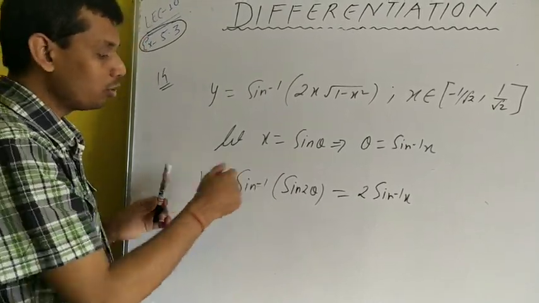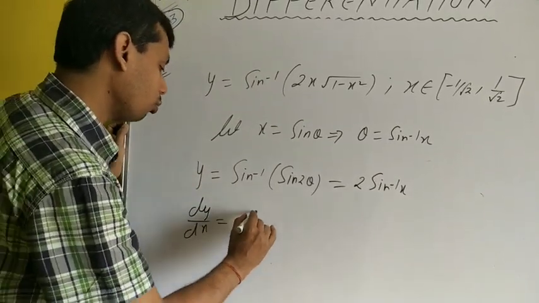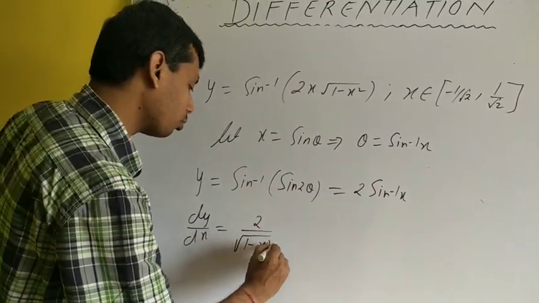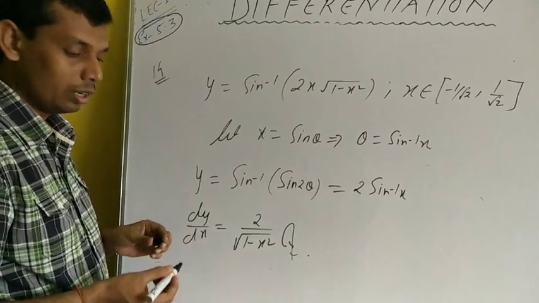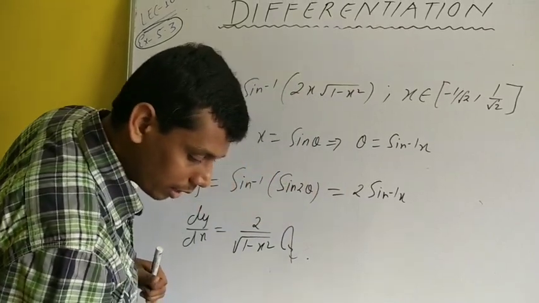So here y is equal to twice of sin inverse x. So dy by dx will be equal to what? 2 constant, and differentiation of sin inverse x is 1 over root over 1 minus x square. So this is the required answer. So this is all about question 14. Now the last question is question number 15. Let us discuss that.